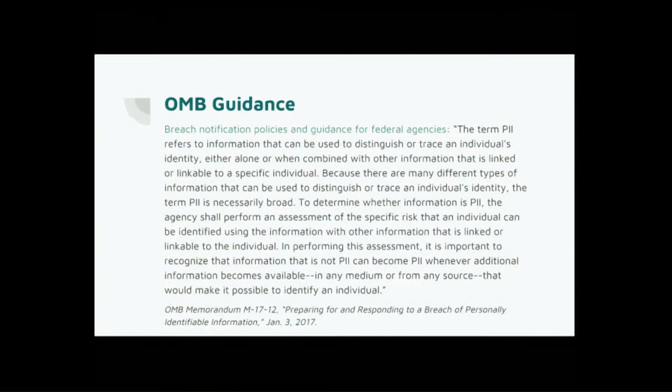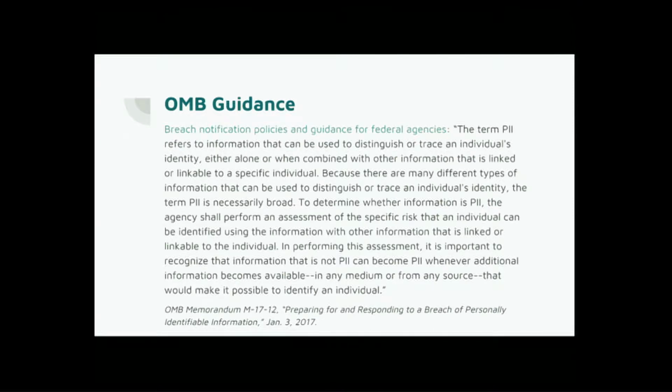There's also guidance from the Office of Management and Budget, which establishes breach notification policies and guidance for federal agencies, which has an interesting definition of PII. They say that the term PII refers to information that can be used to distinguish or trace an individual's identity, either alone or when combined with other information that is linked or linkable to a specific individual. Because there are many different types of information that can be used to distinguish or trace an individual's identity, the term PII is necessarily broad.